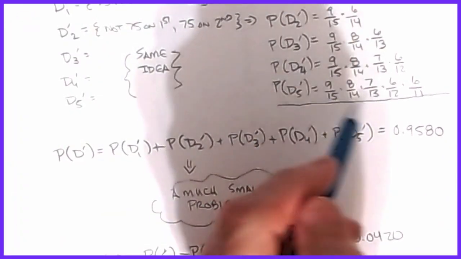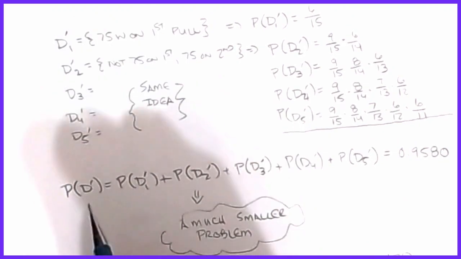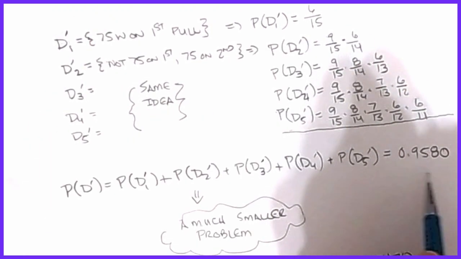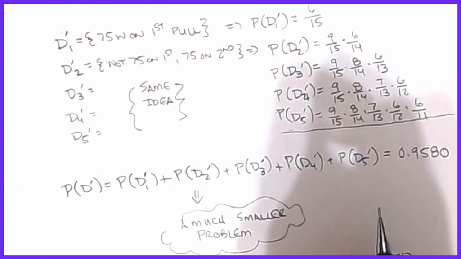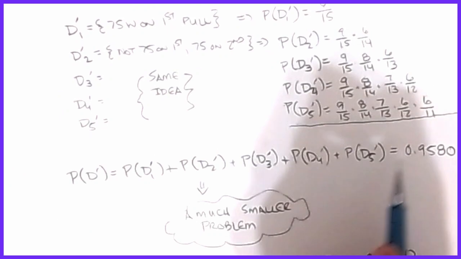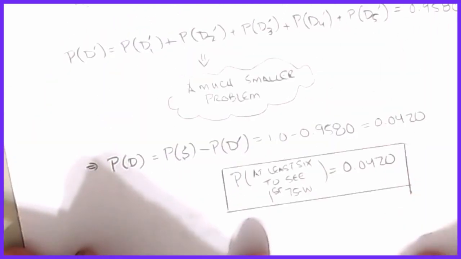And if you do the math on that, and like I say, I didn't write out the decimal values that come out of this. If I do the math, this complement event is 0.9580. It's 96% almost that I would get a 75 watt bulb somewhere in those first 5. But that's not the event as I defined it, okay? It is a much smaller problem, right?